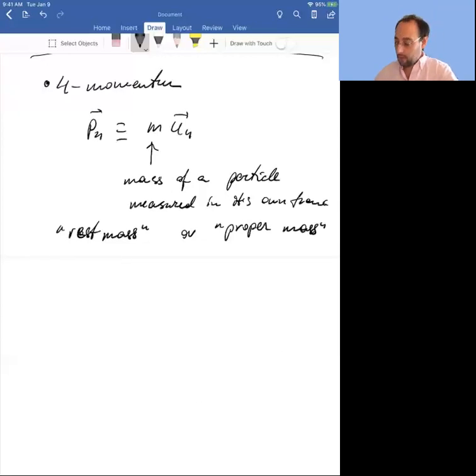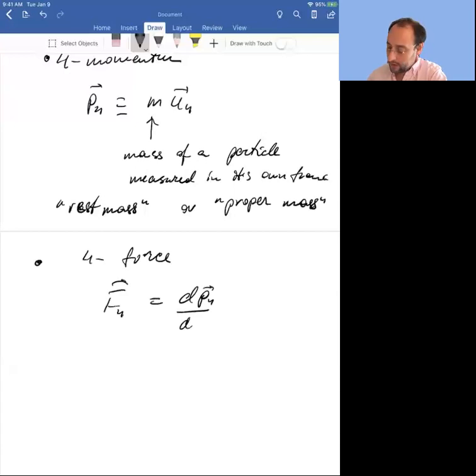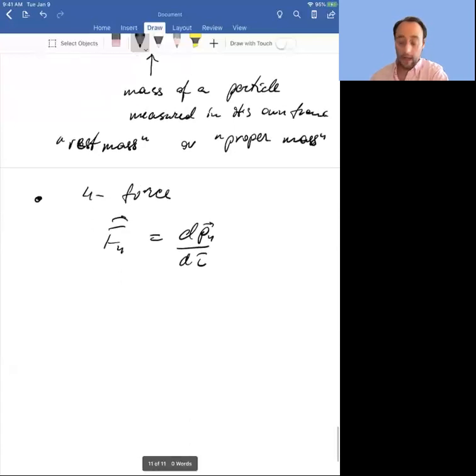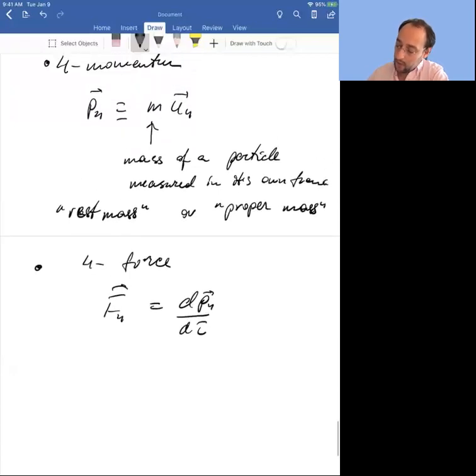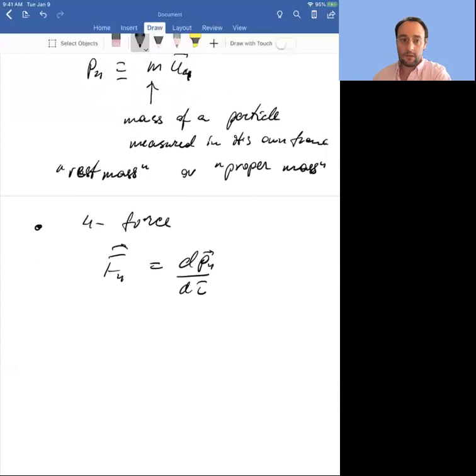And speaking of forces, the rate of change of four-momentum is defined to be a force, just like in regular mechanics. But we won't really need this quantity too much. Of course, the derivative is taken with respect to the proper time. So you can see that if the four-velocity is a 4-vector, then four-momentum is a 4-vector, and then the force is a 4-vector, because you're dividing that 4-vector by a scalar, it's still a 4-vector.